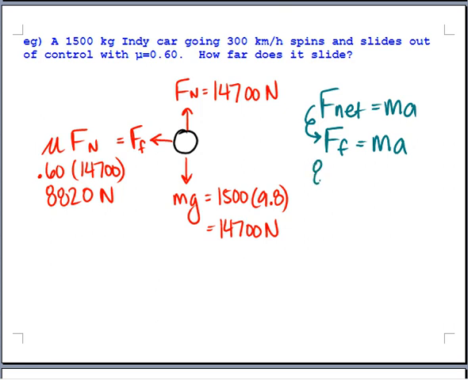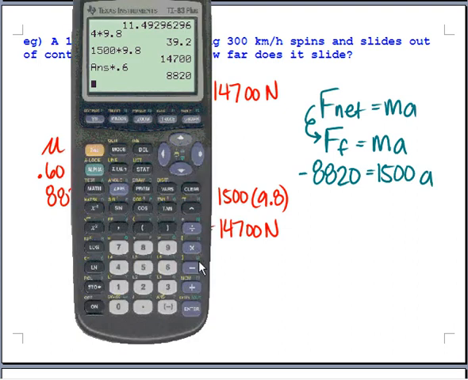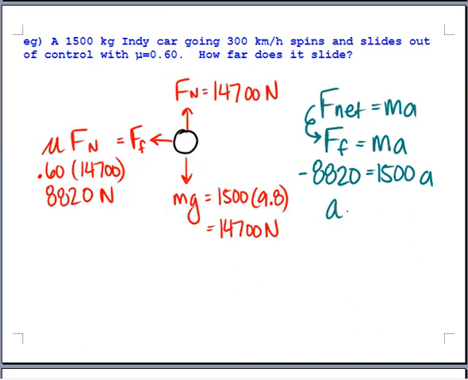It's 8,820 newtons. And I guess if you want to be picky, you could put it in as a negative because we do want to come up with a negative acceleration. The thing is slowing down. So if I take that answer and I divide by the mass, I'm just going to throw a negative sign on it, sorry. Negative 5.88. So that's how quickly it's slowing down. It's losing almost 6 meters per second squared.